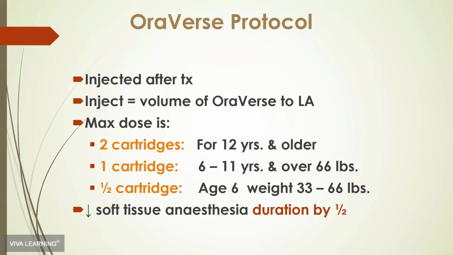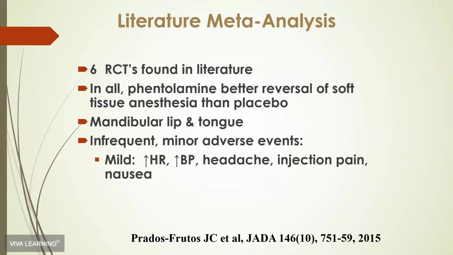The protocol is if you use 1 cartridge of local anesthetic, you would use 1 cartridge of Oraverse. You can do this in kids who are 6 years old. There are new studies now. I think you can even go down to 4-year-olds. So you can do this on kids as well. You wouldn't want to use more than half a cartridge on a child. And literature shows that you get a significant decrease in lip and tongue anesthesia, and so it's a pretty cool thing.